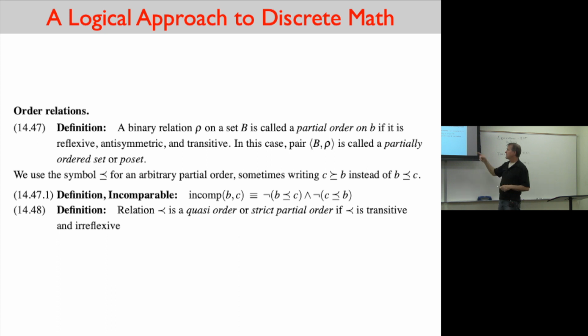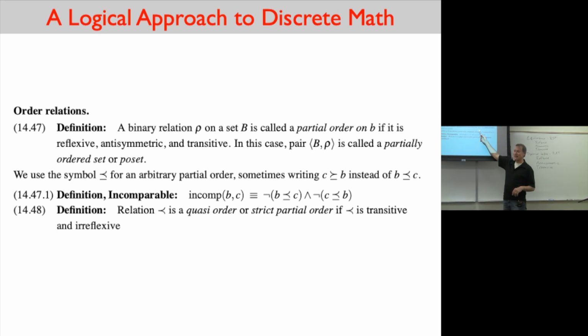We have not seen an ordered pair like this before, because this is not an ordered pair of elements. It's an ordered pair where the first thing is the set B. Actually, it's even stranger than that, because the first element is a set of elements, and the second is a set of ordered pairs of elements from that. So that's just a way to package them all up into a little object called a partially ordered set, or a poset.